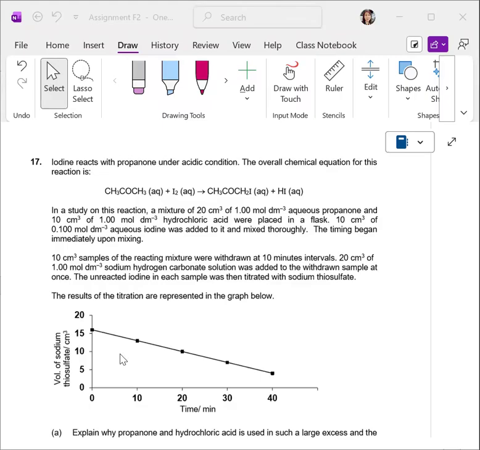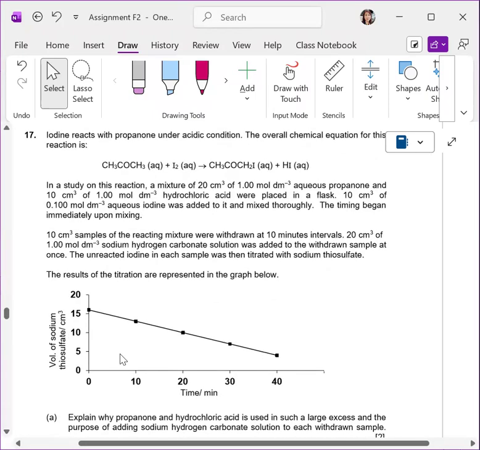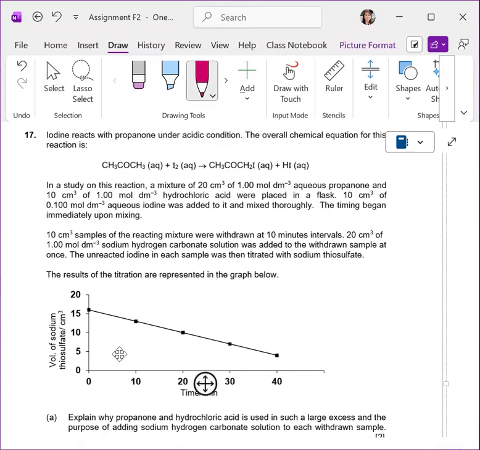All right, now we are going to look at question 17, whereby iodine is going to react with propanone under acidic condition. So the overall equation is given. In this study, a mixture of propanone and HCl were placed in a flask. Then 10 cm³ of iodine was added to it. So the propanone and the iodine will be reacting in the acidic medium.